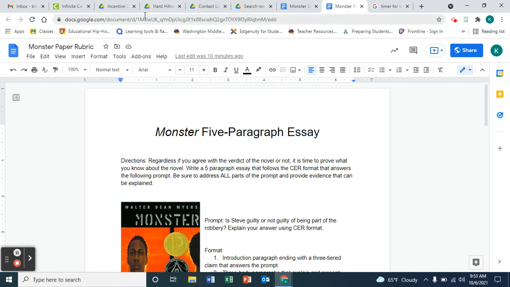So, directions are: regardless if you agree with the verdict of the novel or not, it is time to prove what you know about the novel. This is my test for you. You're going to write a 5-paragraph essay that follows the CER format that answers the following prompt. Be sure to address all parts of the prompt and provide evidence that can be explained.